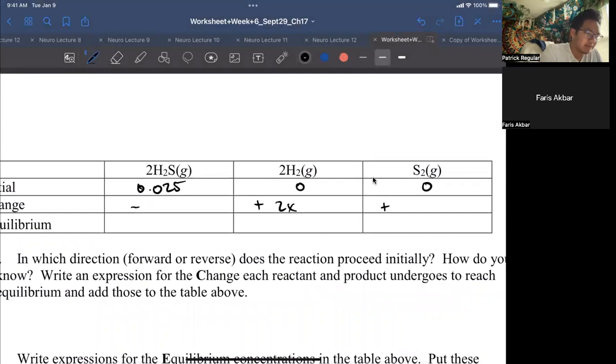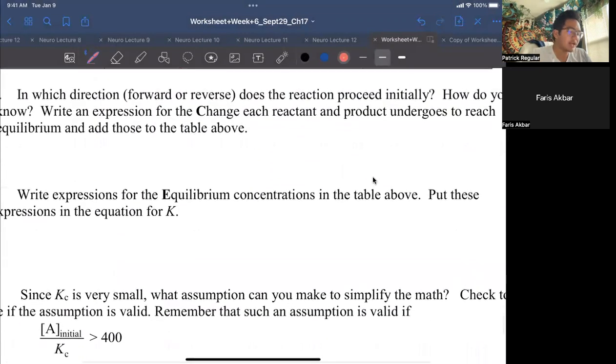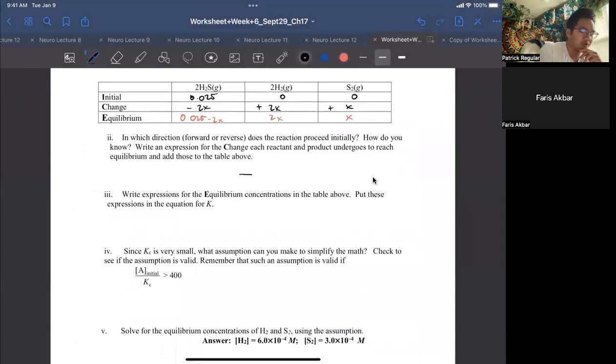Plus 2x, plus x, minus 2x. Right? Our new expression is 0.025 minus 2x, and then just normal x. We already talked about this. In what direction? It's going to go forward. No product, so there's only one direction to go to make product.